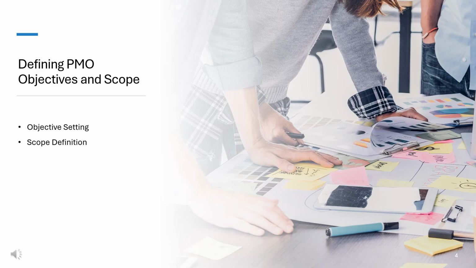Defining the PMO's objectives and scope is essential to ensure it delivers value to the organization. The PMO should have clear, measurable objectives that align with the organization's strategic goals. This includes defining the specific services the PMO will offer, such as project governance, methodology support, resource management, and performance monitoring. It's important to set realistic and achievable objectives that address the organization's needs and challenges.